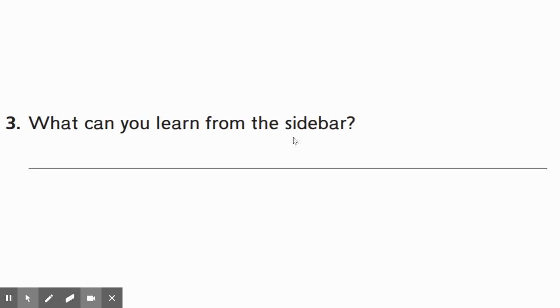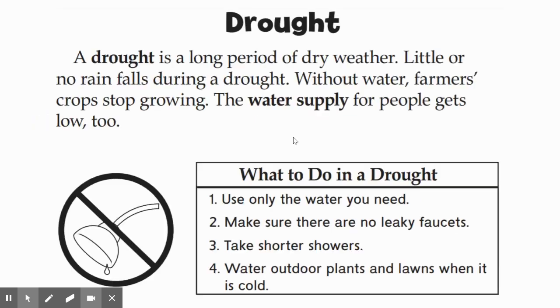Number 3, what can you learn from the sidebar? What information can you learn from the sidebar? Well, let's find the sidebar. Remember that the sidebar is this box down below. It is titled What to Do in a Drought. So the information in this sidebar tells us what you should do during a drought.